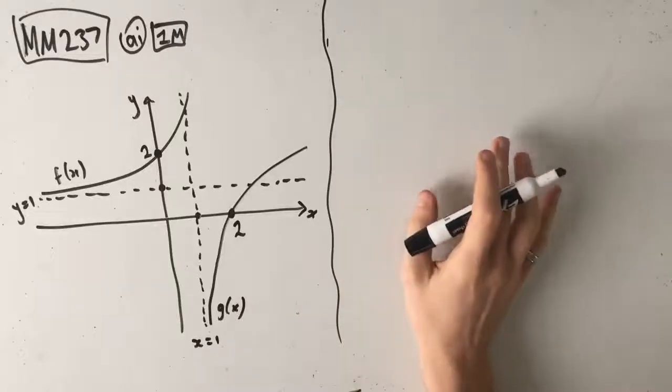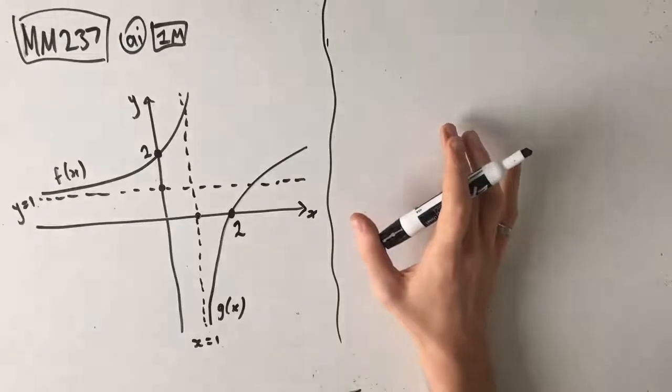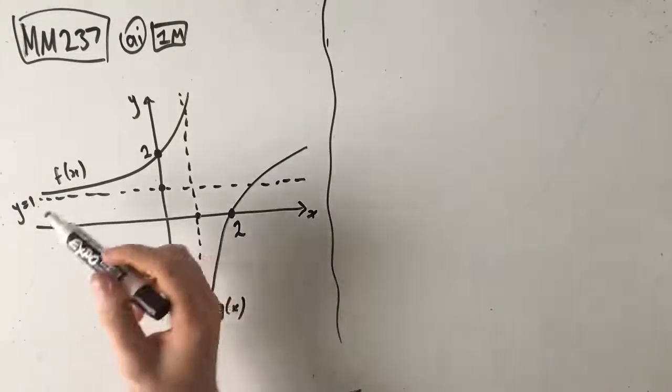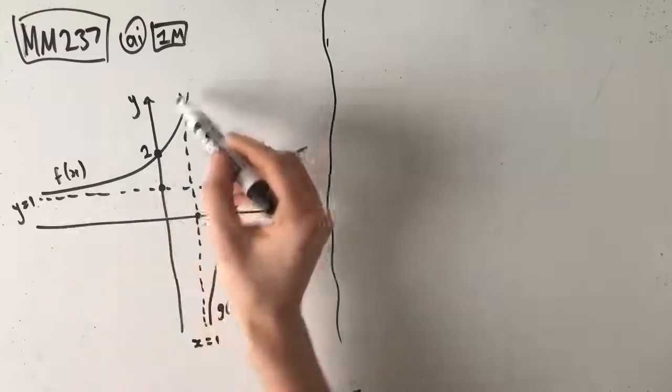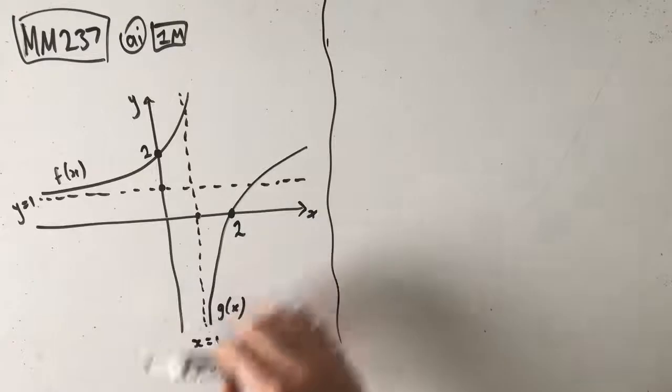Hey guys, welcome to question MM237 of the Maths Methods Fortify study guide. So we've got this question, pretty long, 12 marks. We've got this graph of f of x equals e to the power of x plus 1, which is f of x, this one here, and its inverse, y equals g of x, so this one here.